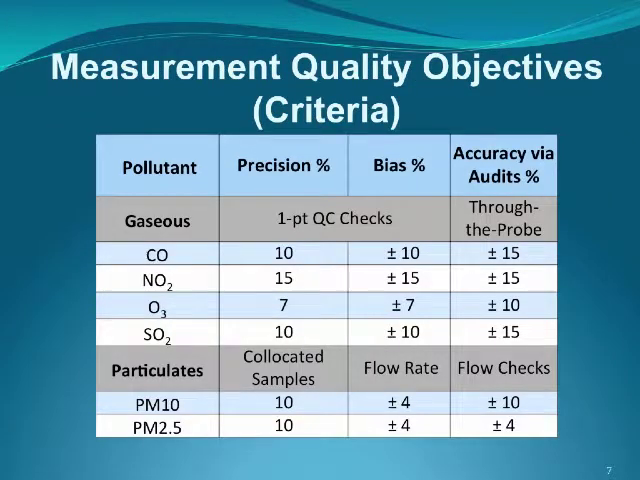And these are the criteria limits that we're not allowed to exceed for each pollutant. As you can see, for ozone, we're not allowed to exceed plus or minus 7% for bias, and 10% for accuracy when a performance audit is being performed. For PM 2.5, we're not allowed to exceed 10% for precision, plus or minus 4% for flow rate, and plus or minus 4% when a flow check is being performed by our audit team.